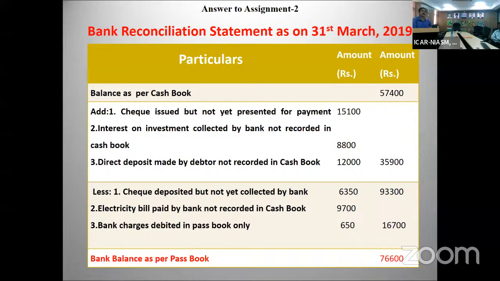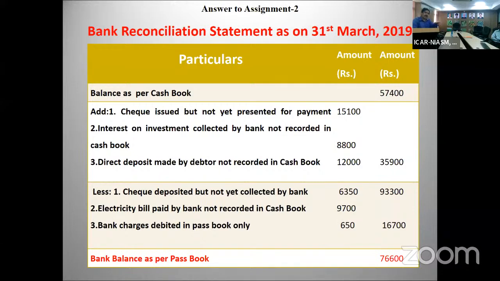Again, in the question, the words understatement and overstatement may come. Understatement of the cash book or passbook, or overstatement of the passbook. Overstatement means the balance has been increased. Understatement means balance has been decreased. It is a terminology, it may come. So understatement means balance has been decreased. Overstatement means it has been increased.